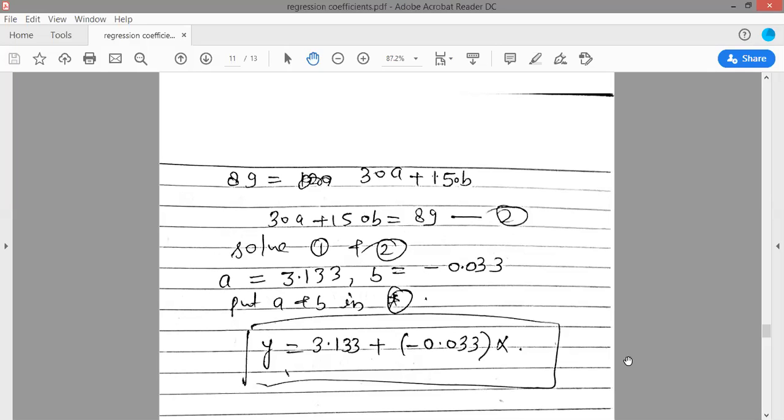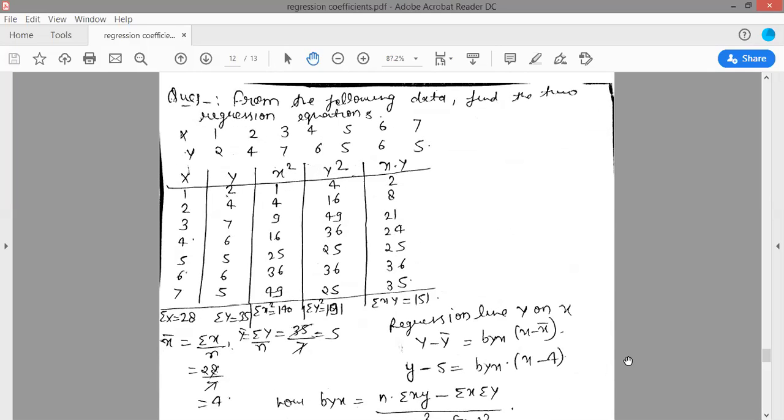Now there is another example. From the following data, find the two regression equations. So here you can see data is given, right? So you have to calculate the regression coefficient, and for the regression coefficient, you need to calculate x square, y square, x into y. So first column is x, second column is y. Total n is given as 7.